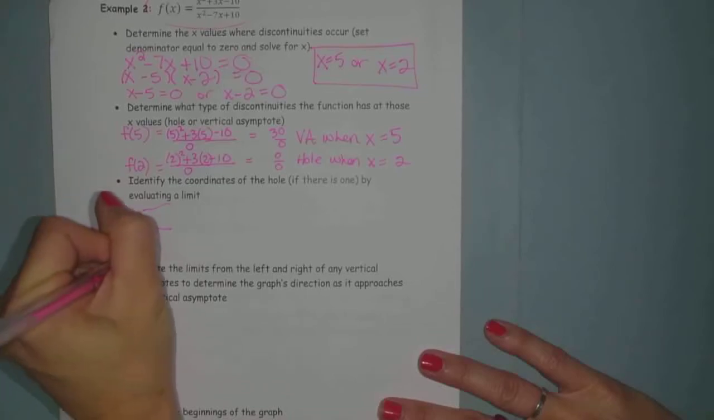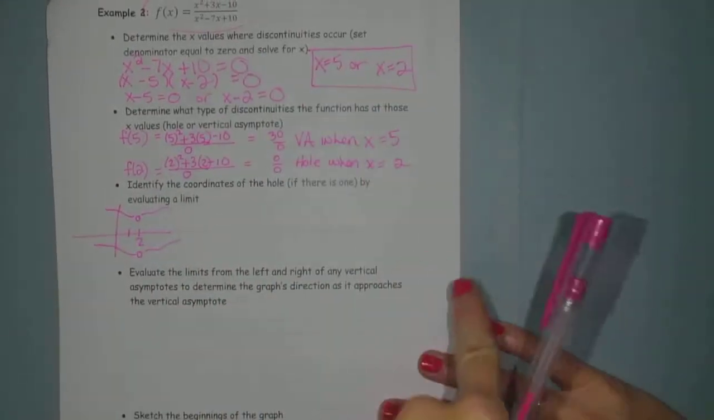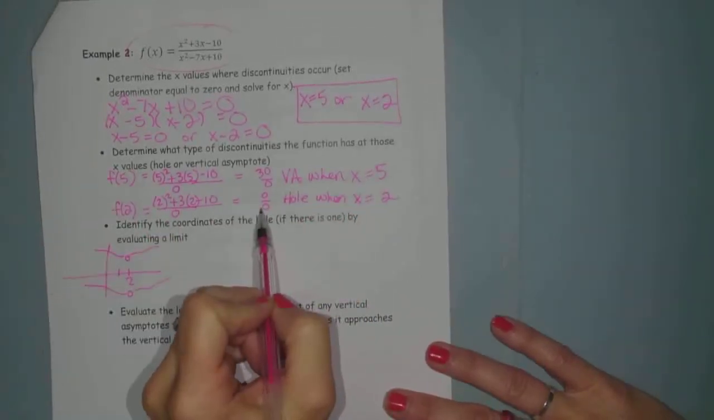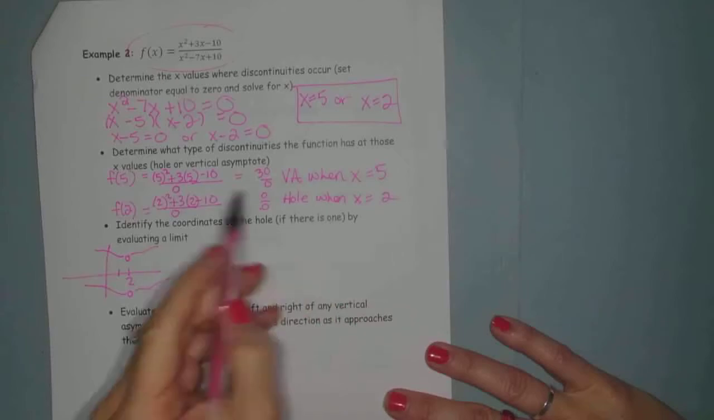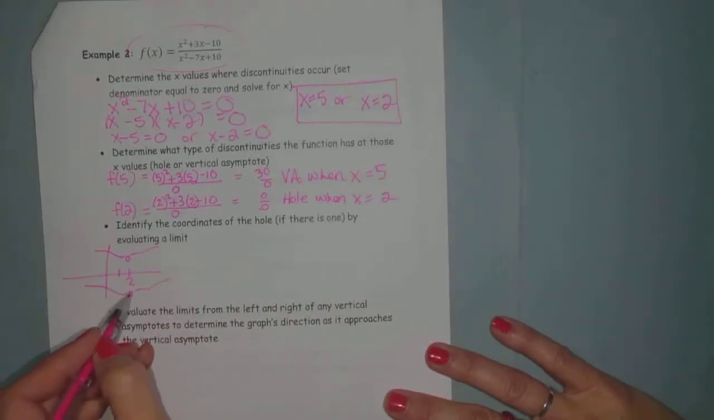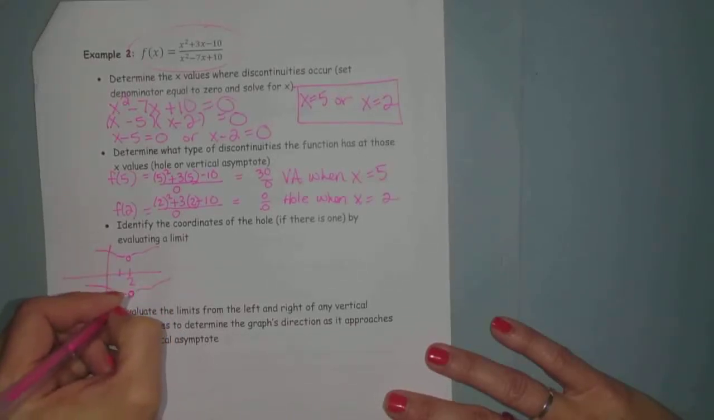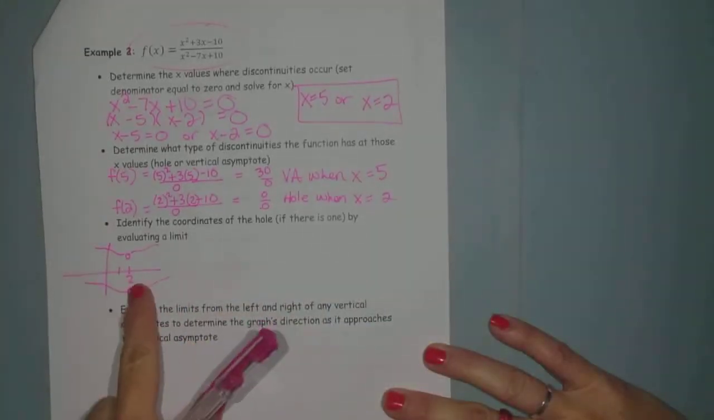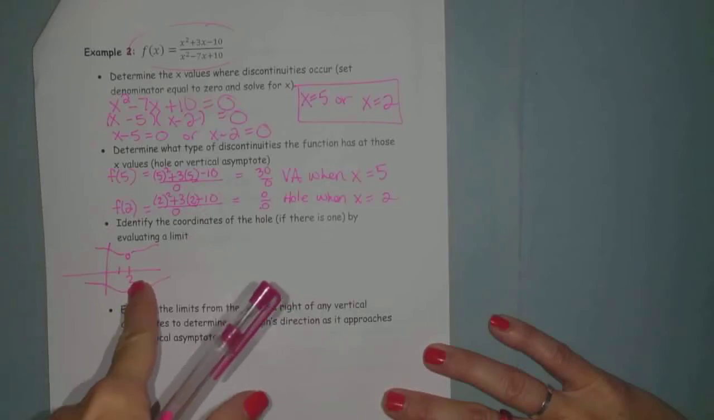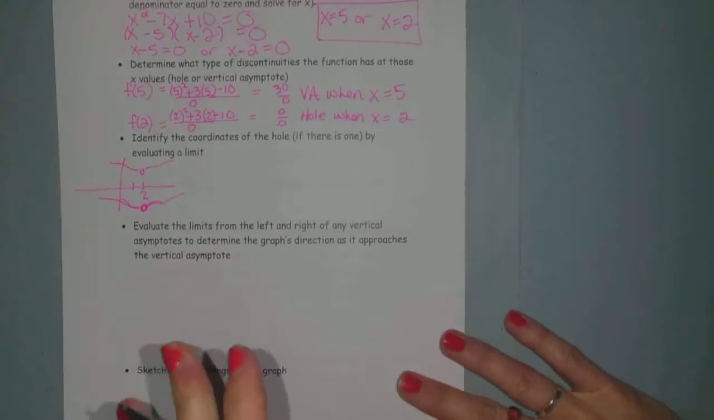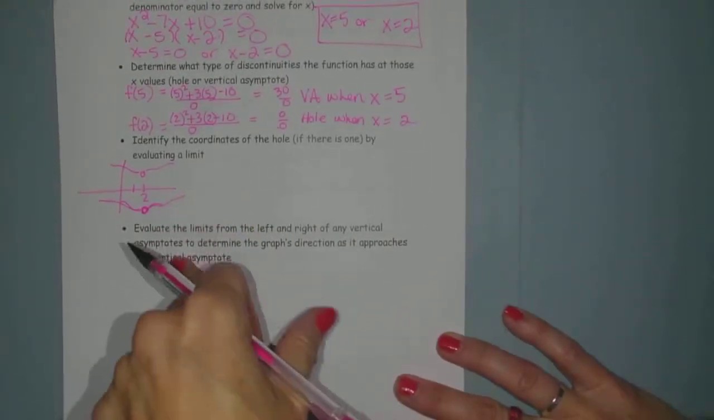Maybe the graph looks like this. The idea is, just because f of 2 does not exist, does not mean that the limit doesn't exist. You can have a limit here, right? The y values can be approaching a certain value even though right at that x value you're not defined. So if we simply find the limit as x approaches 2 and we see what the y values are heading toward, then we know where the hole is, because that's where we're going to place it.